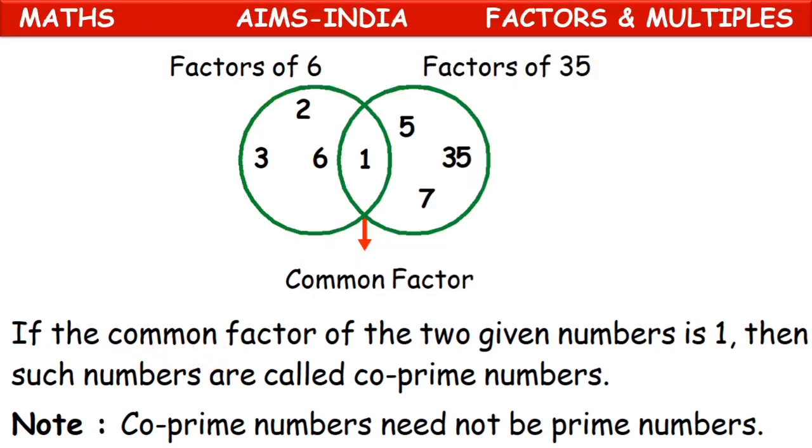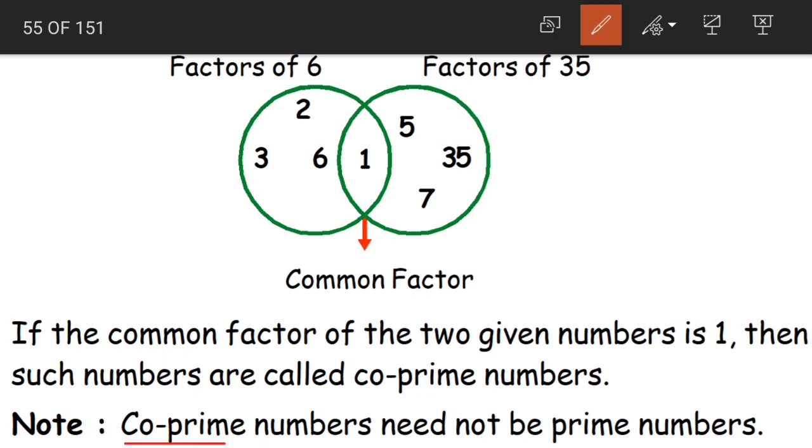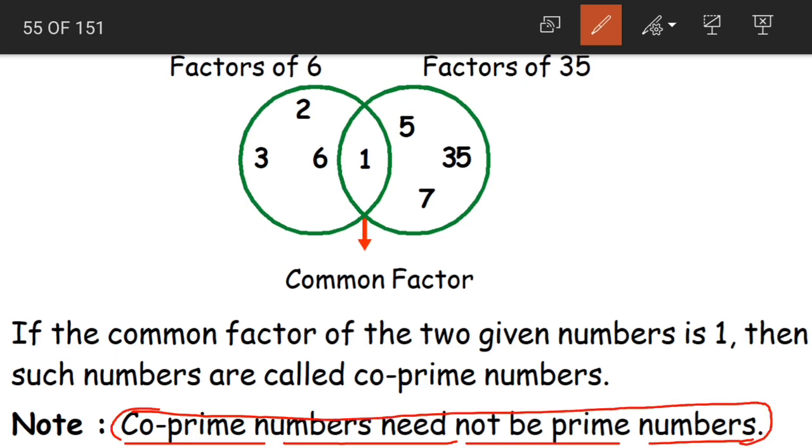Okay, see the note in the last line here: co-prime numbers need not be prime numbers. Understood? Co-prime, co for common. Remember it like this: co-prime numbers have common factors, whereas twin prime numbers have 2 as a difference.